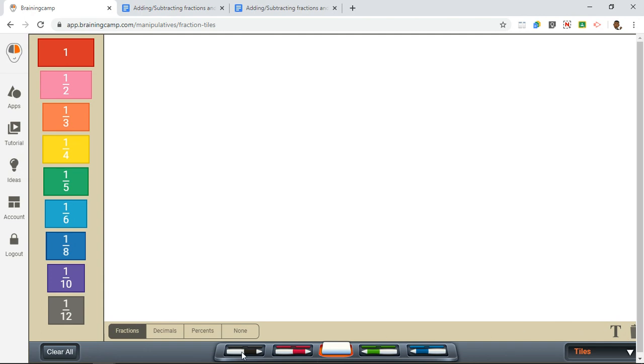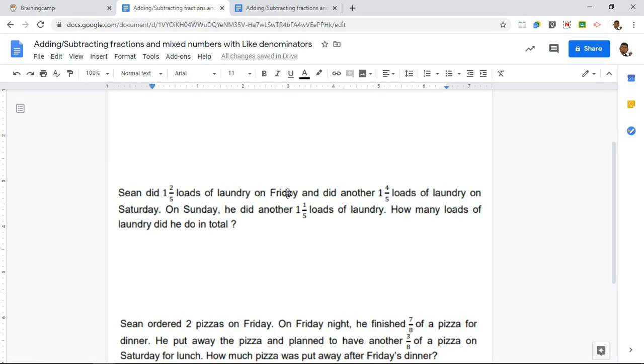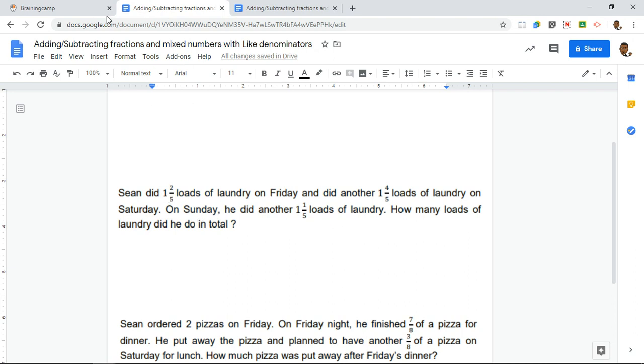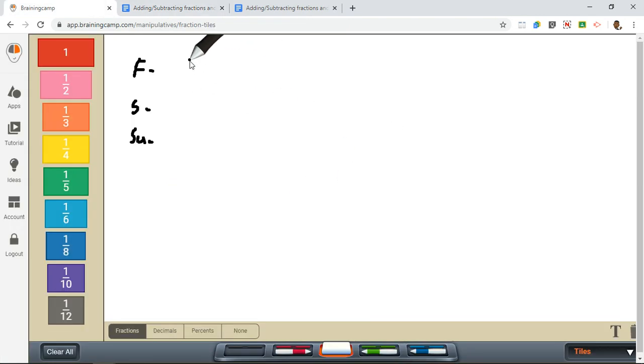And we see here, again, I like to take out the information. So we see from this problem, it has Friday, Saturday, Sunday. So I'm going to take out that information. So Friday, I'm just going to put F, Saturday, S, and U for Sunday. So again, just taking out this information is key. So on Friday, he did 1 2/5. All right, that's what he did.